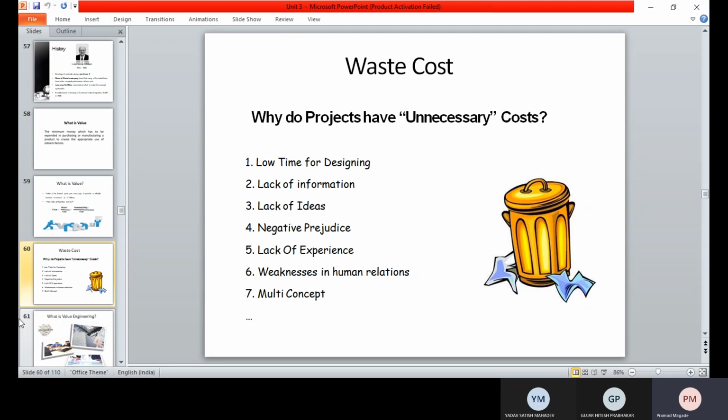So to avoid this, these are the points, if we are not taking them seriously, then definitely our time as well as the value gets reduced for the particular development of the component. So you can write waste cost while defining the values. Of course, unnecessary cost we can say. So that will be the low time of design.